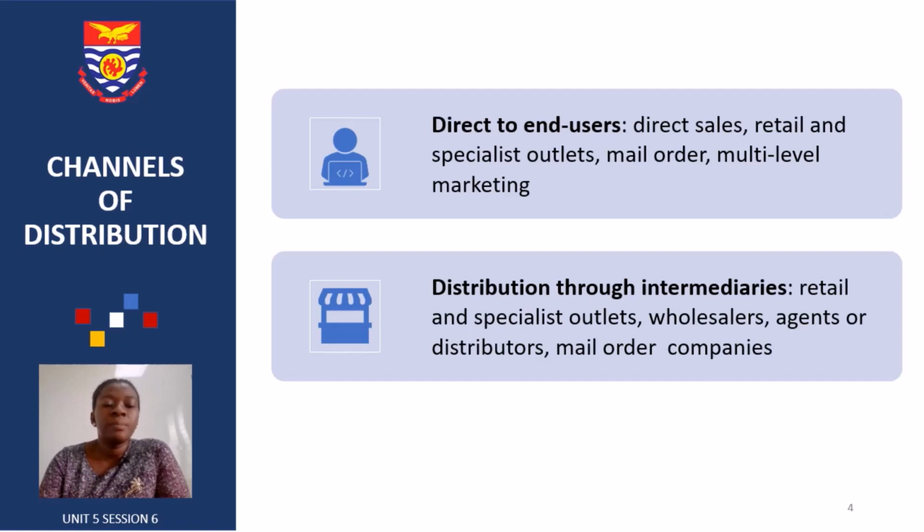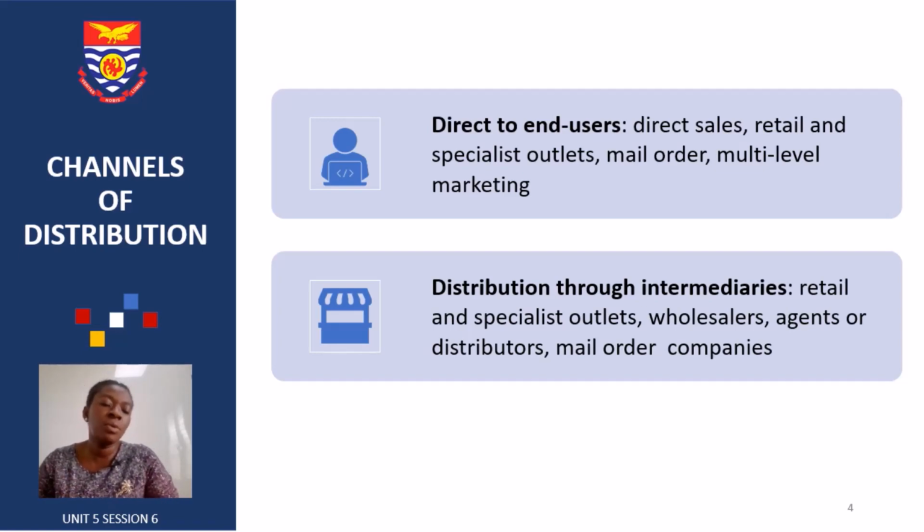And so that is what place actually looks out for. Like I was saying about the channel of distribution, it is about how to get the product from the producer to the consumer. Sometimes you may have to look at direct to end users, like direct sales, retail and specialist outlets, mail orders, multi-level marketing. These days we see a lot of direct to end users from most businesses. If they are producing, they have delivery people who move the goods straight from their factory to wherever you are. That is direct to end user.